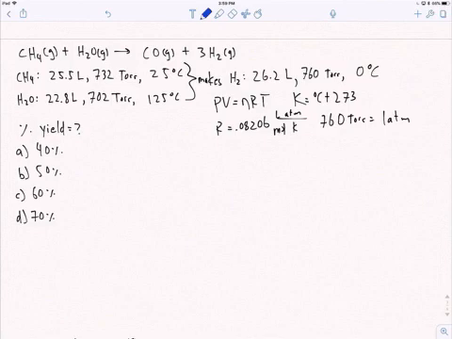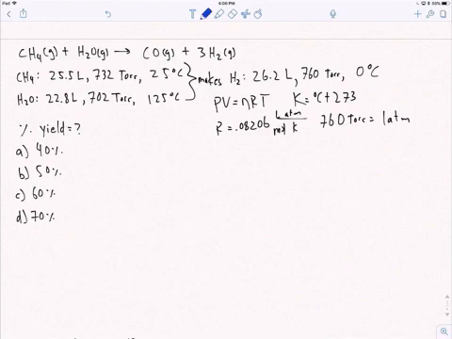All gases. So we have methane, CH4, we have 25.5 liters at 732 torr and 25 degrees Celsius. Water at 22.8 liters, 702 torr, 125 degrees Celsius. Makes hydrogen at 26.2 liters, 760 torr, 0 degrees Celsius. What is the percent yield of this reaction?